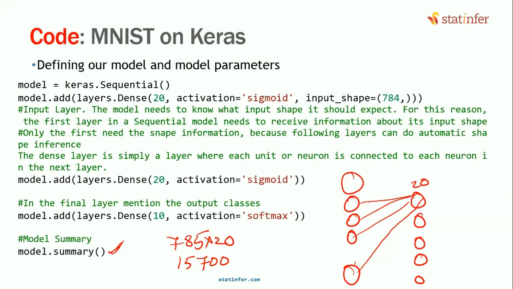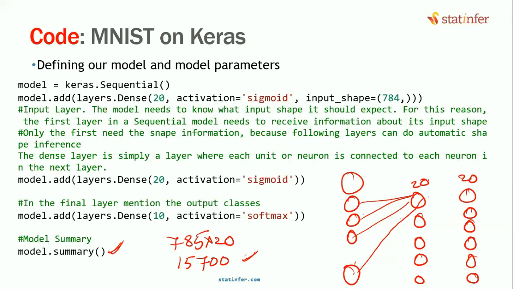From here to here, from input to this one. Is this correct? Yeah, around this number only. What about the second one? You have 20 here. Again, you have 20 in the second layer. How many nodes will be there?